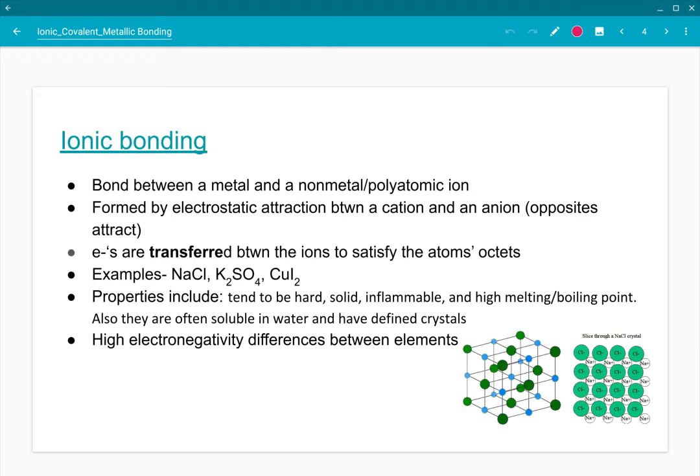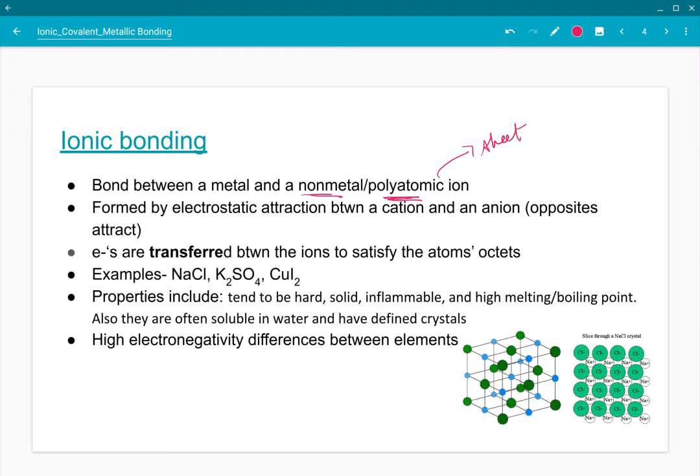Now, ionically bonded things, we're going to do a lot with that in this class. Notice again this hyperlink as well. It is a bond between a metal and a nonmetal, or a metal and a polyatomic ion. A polyatomic ion is a gang of elements that work together, and you'll get a sheet about this later. An ionic bond is formed by an electrostatic attraction between a cation and an anion. Basically you have a positive ion with a negative ion, they get attracted, and they transfer their electrons to help satisfy each atom's octet.